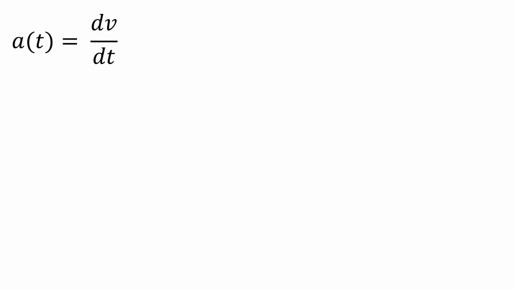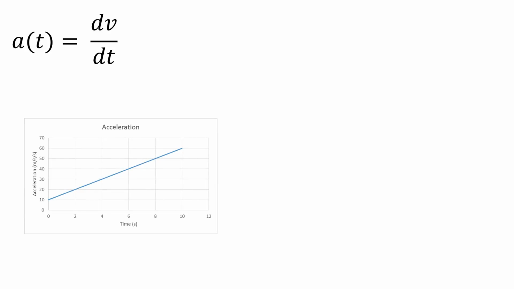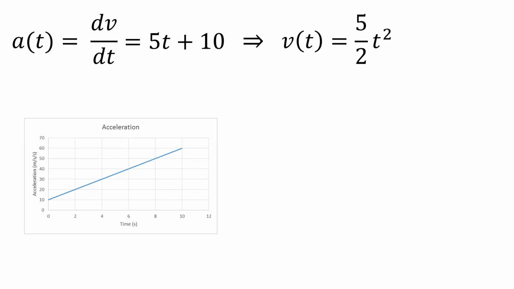Consider instead an acceleration that changes with time, like this one. A of t is equal to 5t plus 10. This is still just the slope of the velocity at any given time, so I can perform the same operations as before to determine the velocity. Term by term, add 1 to the power of t, and divide by that result. 5t to the first power becomes 5 over 2 t to the second power. 10 times t to the 0th power becomes 10 over 1 times t to the first power.